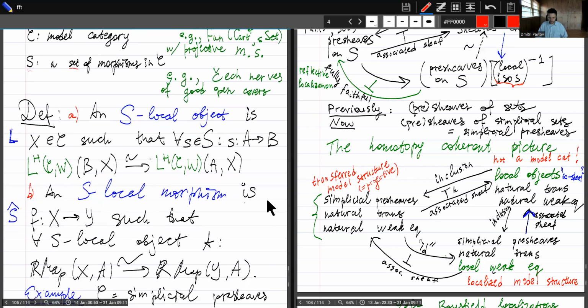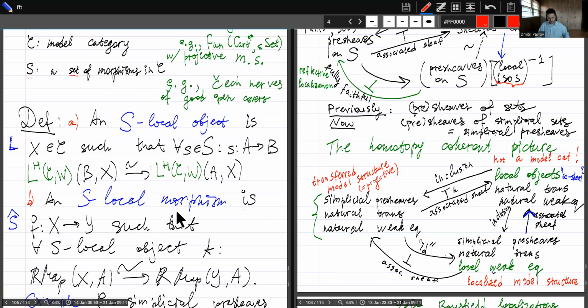And once we have defined local objects, we can define local morphisms. The definition is basically symmetric. A local morphism will be a morphism f from x to y, such that for any S-local object A, once we map x and y to A, oh, and here I really should have put it in the opposite order. So once we map to capital A, we get a weak equivalence.